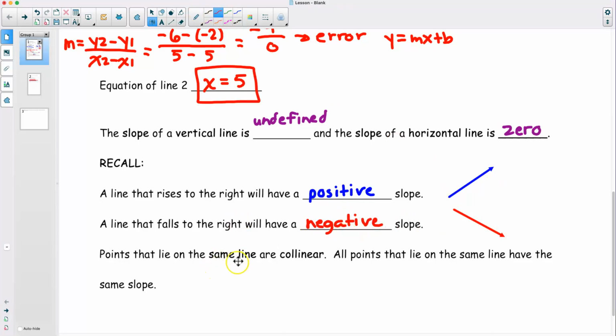Okay, so points that lie on the same line are collinear. All points that lie on the same line have the same slope. So if you have a line that goes like this, and you have 2 points on the same line, this is what we call, these points are collinear. Okay, and both of these points will have the same slope since they are on that line.